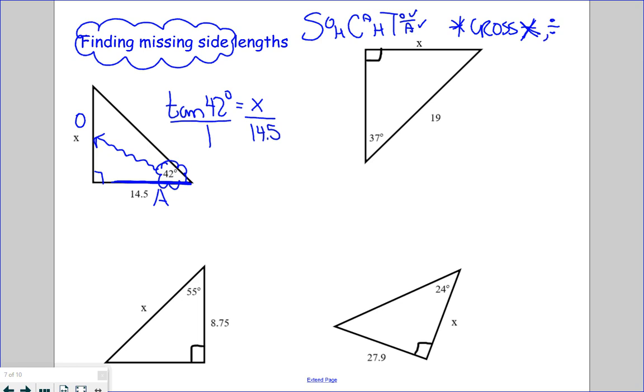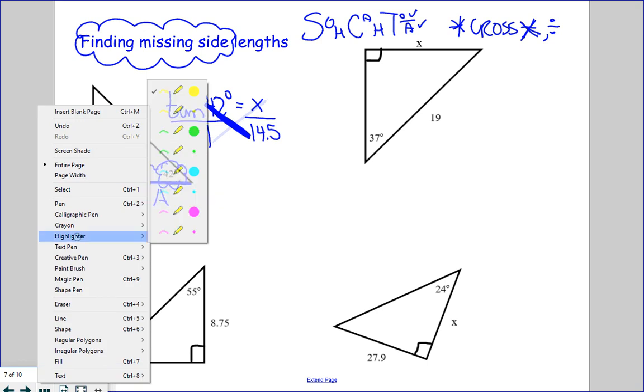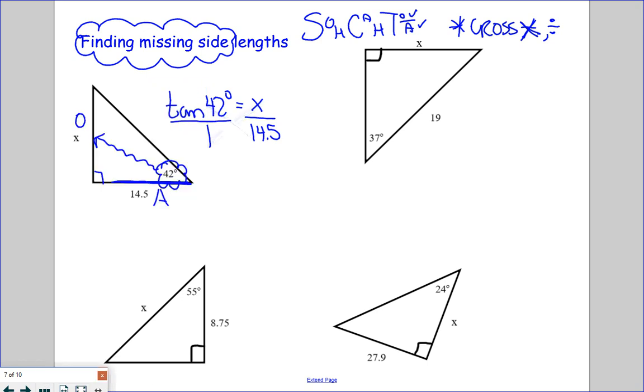So how do you know which direction to cross? So when we're figuring out which direction to cross, the cross multiply happens on the one that doesn't have the x. So this cross is 1 times x. This cross is tan 42 times 14.5. So the one that you actually do the cross on is the one that does not have the x. So the one that does not have the x is this one.